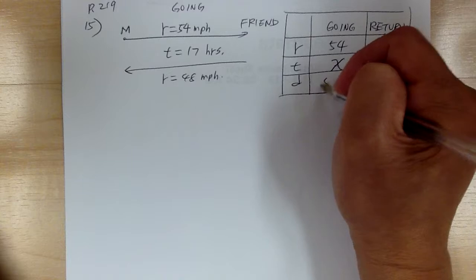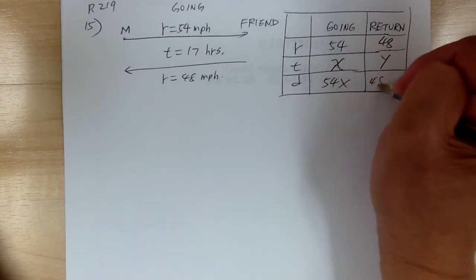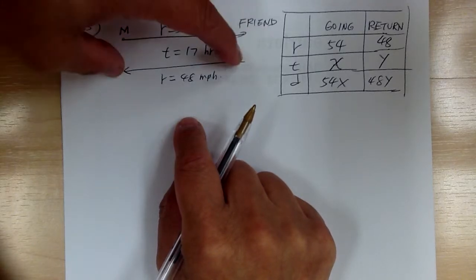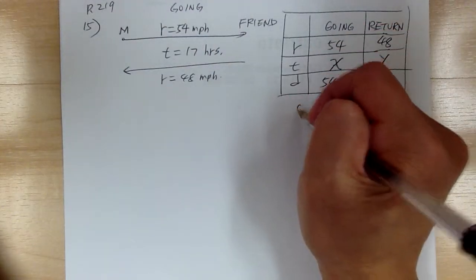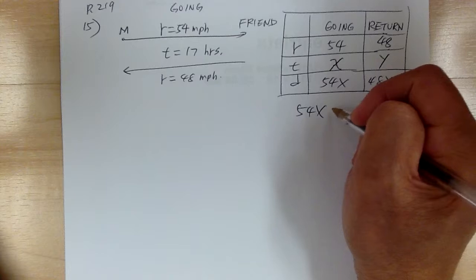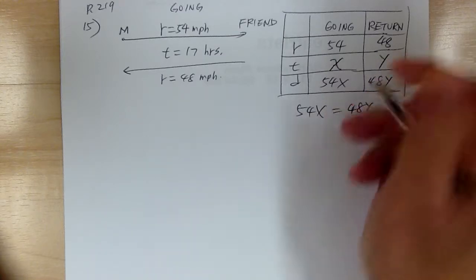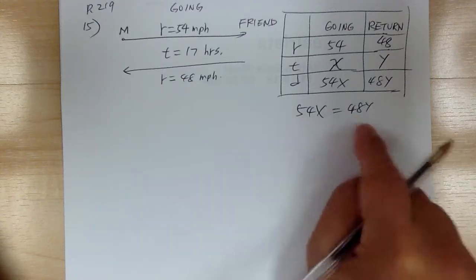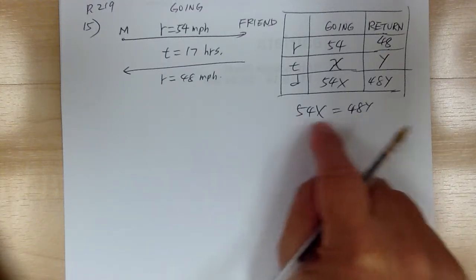So you multiply, so you got 54x, 48y. Again, if you look, the distance going and the distance coming back are the same. Therefore, you're going to get 54x is equal to 48y. This is the distance going, the distance coming back, they are the same. Now you have two variables. So when you have two variables, you need to get two equations.